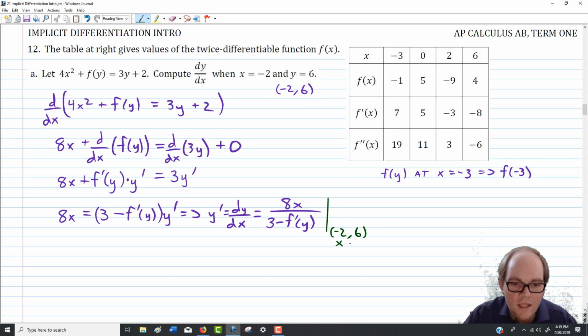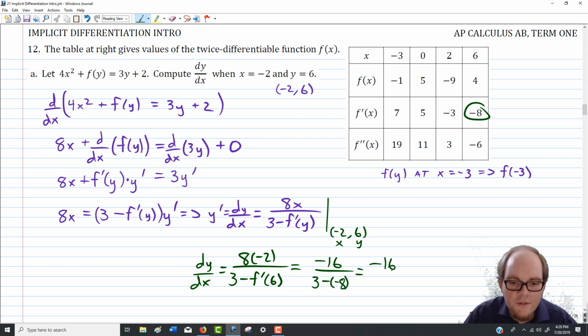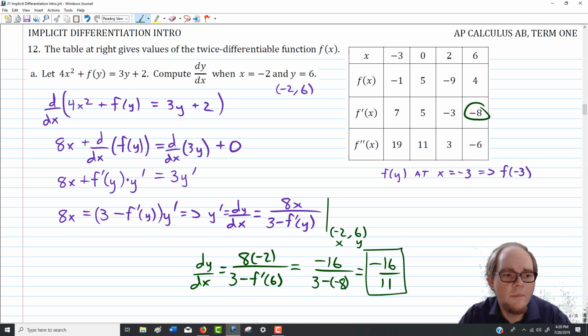So if we plug in x equals -2 and y equals 6, then dy/dx is going to be equal to 8 times -2 over 3 minus f prime of 6. And the nice thing here is that at this point you can't even see that this was f prime of y anymore. We have the y value plugged in, now it's just f prime of 6. And f prime of 6 is -8. It says so right up there. And with that in place, we get -16 on top, 3 minus a -8 in the denominator, and we get our final slope of -16/11, just by plugging in.